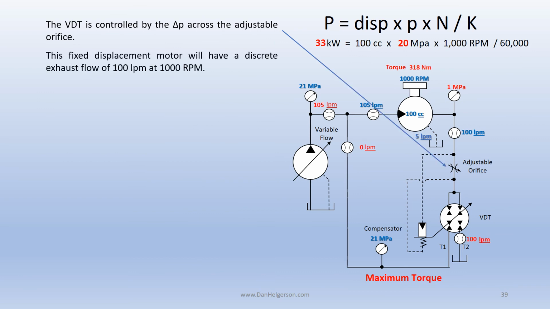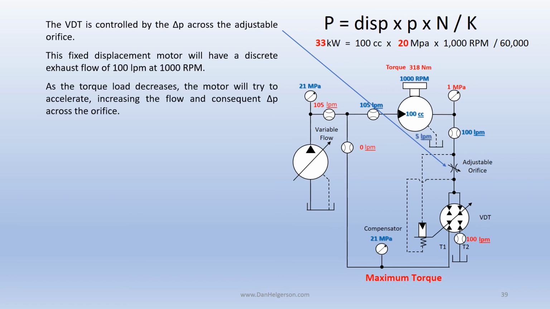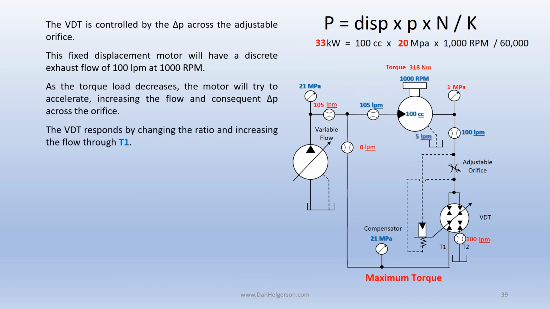The VDT is controlled by the delta P across the adjustable orifice. This fixed displacement motor will have a discrete exhaust flow of 100 liters per minute at 1000 RPM. As the torque load decreases, the motor will try to accelerate, increasing the flow and consequent delta P across the orifice. The VDT responds by changing the ratio and increasing the flow through T1. You can see this happening here.